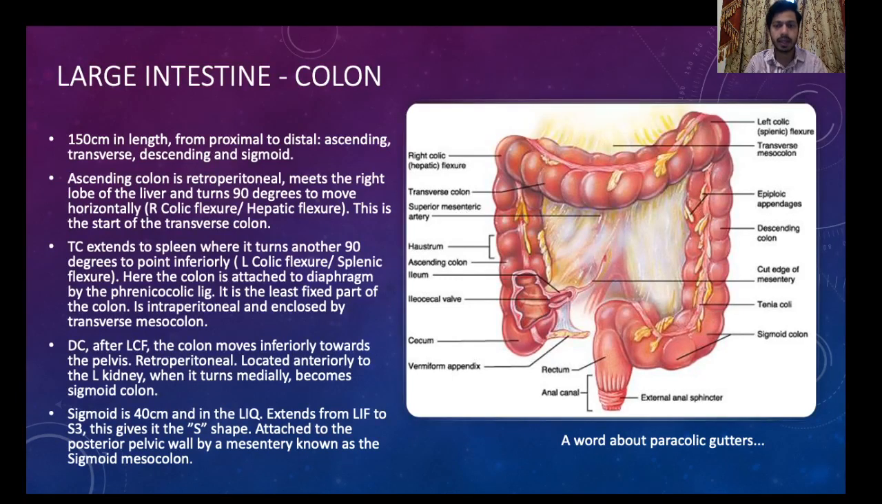And we're getting to the end of the story now, as we're in the large intestine. The large intestine is 150 centimeters in length, and from proximal to distal, proximal to the ileocecal valve, you have the ascending colon, then the transverse, then the descending, then the sigmoid part of the colon, and then before you get to the rectum, you have the anal canal.